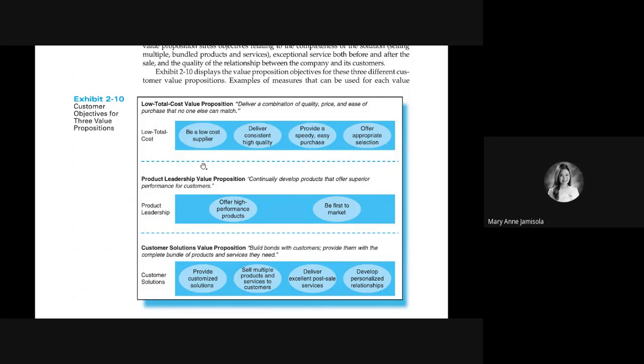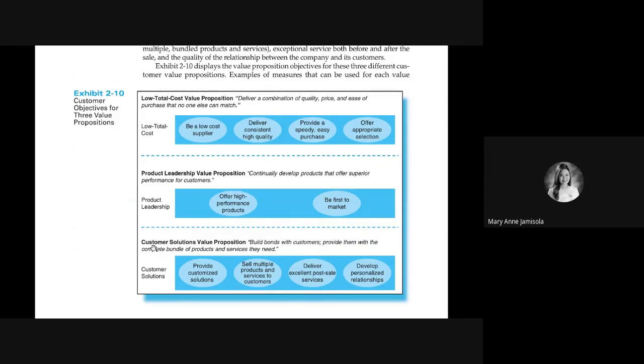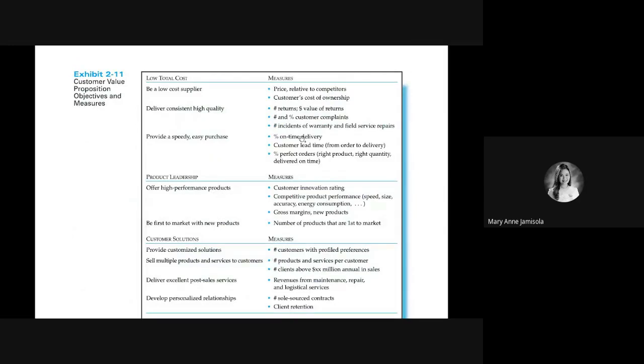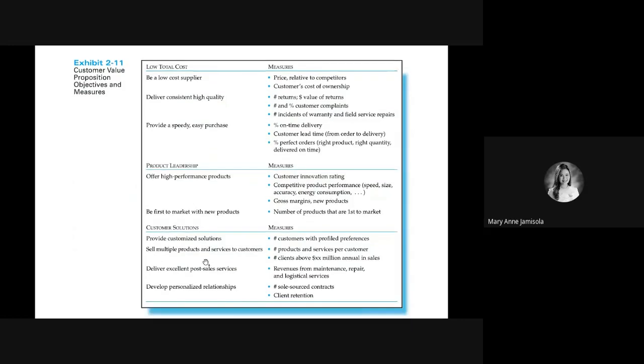Product leadership value proposition. This is another example of a customer value proposition. Another one is customer solutions value proposition. So here are our customer value propositions: low total cost, product leadership, customer solutions with the respective objectives. These are the objectives at the bottom. And then, matched with the objectives are the measures that we can use in order to check whether we have achieved our set out objectives.